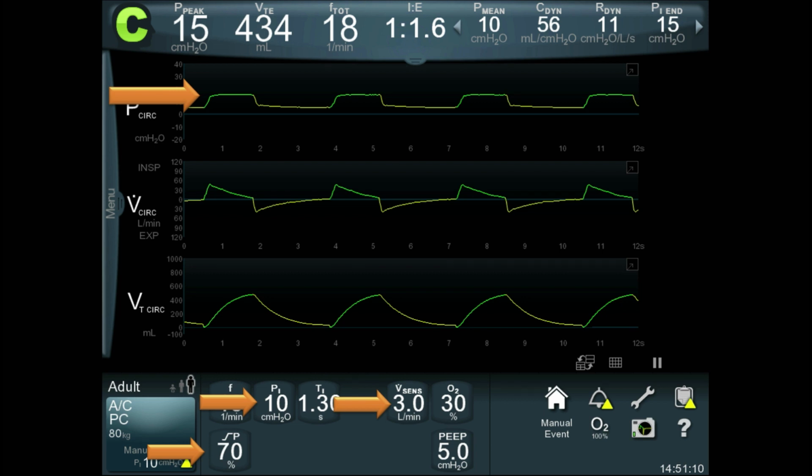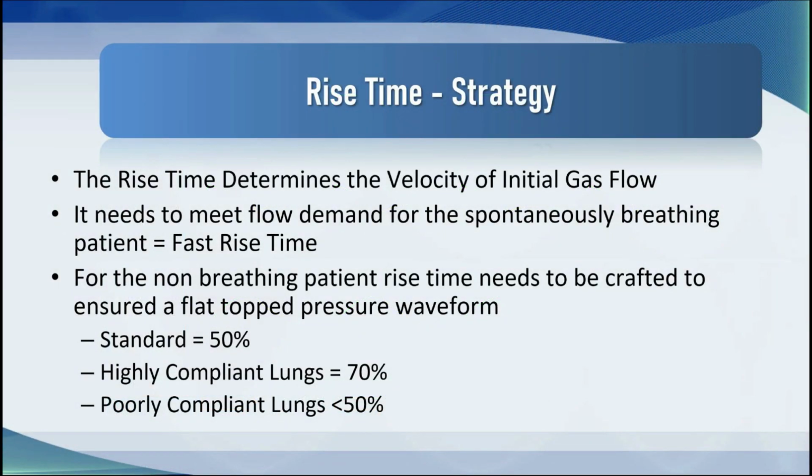And the compliance here at 56, that's up there, C-Dyn, is good but not stellar. The major method for crafting the inspiratory waveform is to ensure that the patient is triggering the ventilator effectively, and you can see that with this flow by of 3 liters per minute there's no real evidence of inspiratory desynchrony or under triggering. But the second component, of course, is the rise time. The rise time determines the velocity of initial gas flow. It needs to meet the flow demand for the spontaneous breathing patient, so you need a fast-ish rise time if someone is breathing on their own.